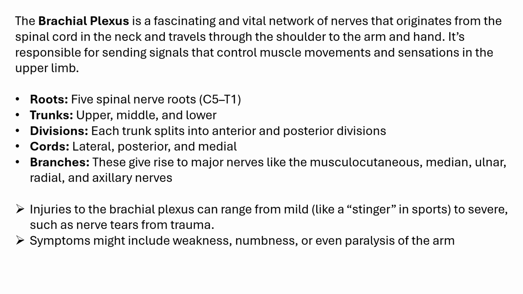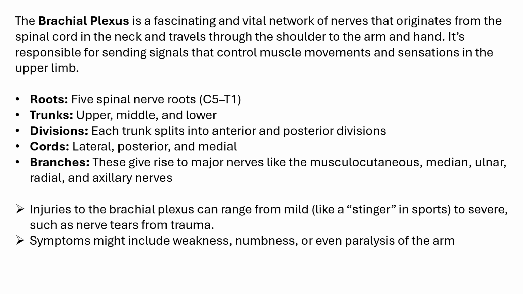So roots, trunks, divisions, cords, and branches make the brachial plexus. Roots are 5 spinal nerves, C5 to T1. You will see C4 used at certain locations, but it's usually C5. Trunks are upper, middle, and lower. Divisions: each trunk splits into anterior and posterior divisions, so on the ventral side and the dorsal, the front and the back. Cords are lateral, posterior, and medial.